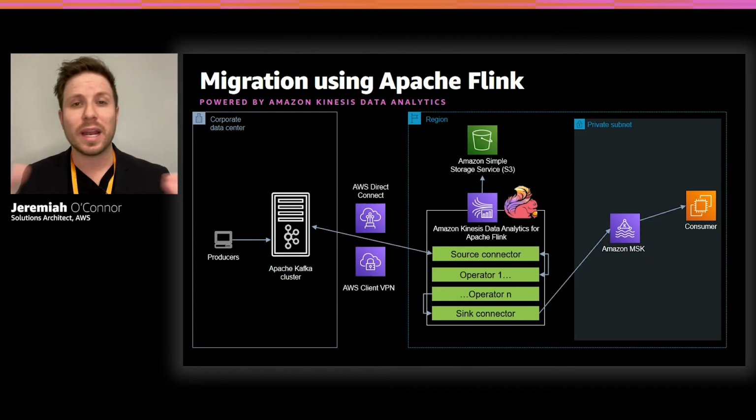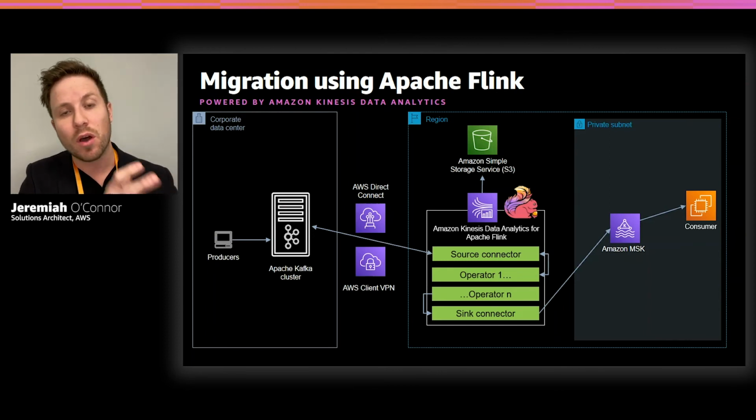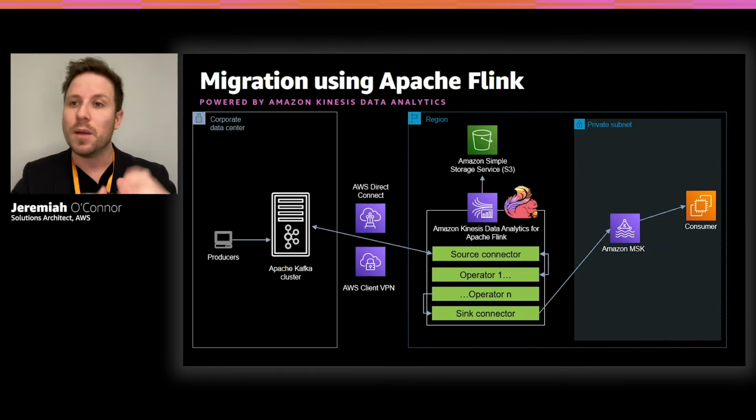Now, at this point, we can actually stop the reference architecture if we wanted to. So if you still have a use case where you need to produce to your on-premise cluster, but you still want to be able to do those transformations before you ingest it into your Amazon MSK cluster, you can just leave this exactly as is.